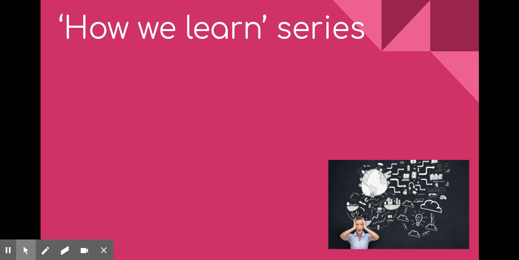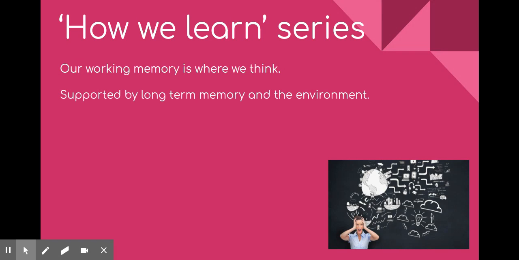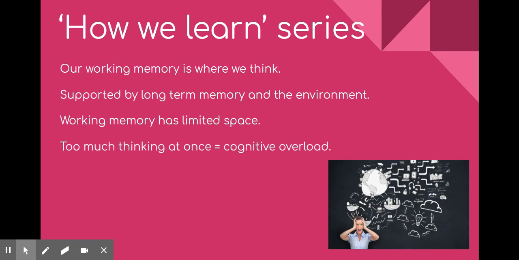Our working memory is where we process information, where we think. This is supported by long-term memory, where we store information, and the environment, which can give us useful information at that moment to support thinking. Working memory has limited space, so if there's too much information or too much thinking required at once, then the brain cannot process it and becomes confused. This is called cognitive overload, something we want to avoid at all costs with our students.